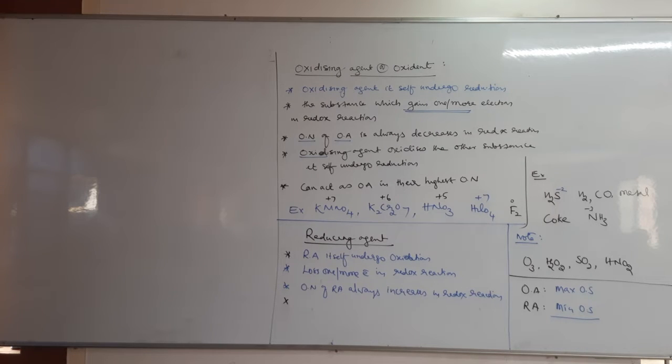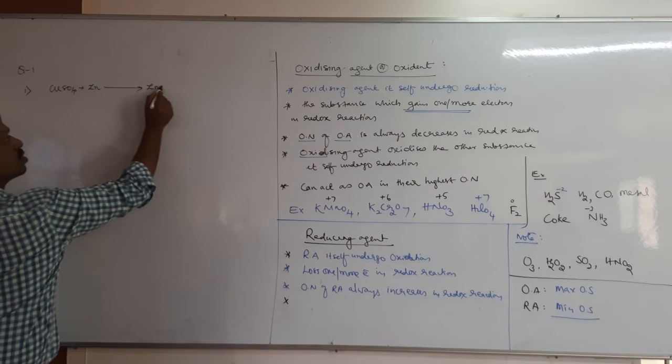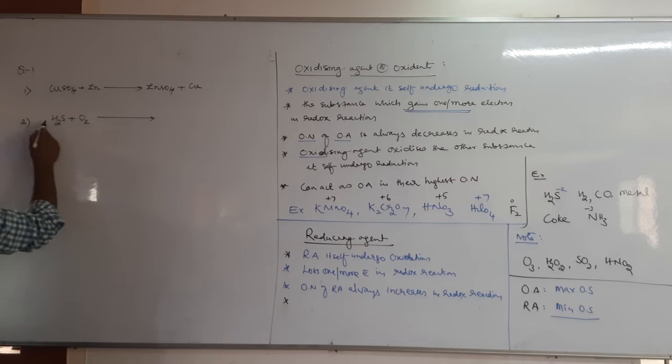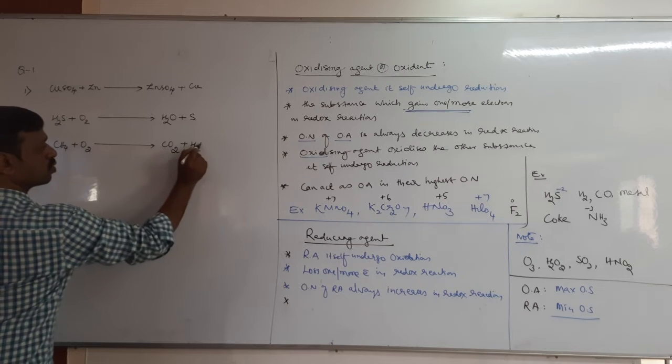Identify the oxidizing and reducing agents in the following: CuSO4 plus zinc gives zinc sulfate plus copper; H2S plus O2 gives H2O plus S; methane plus O2 gives CO2 and H2O.